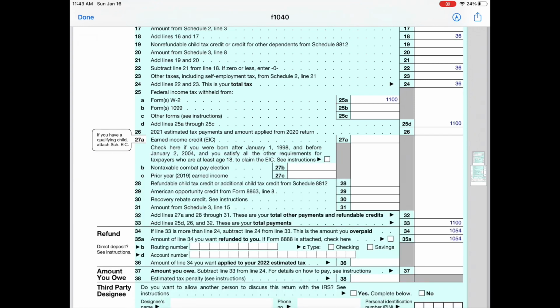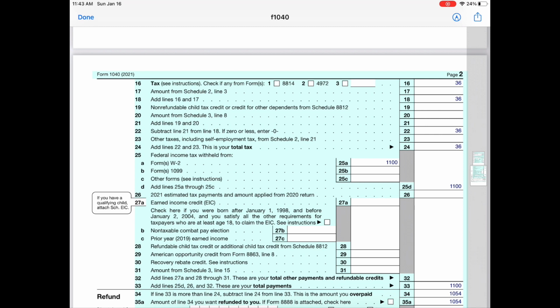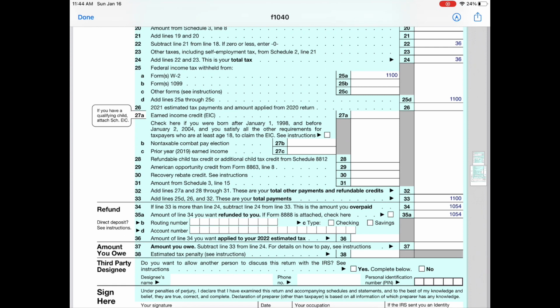And then when you get to line 25A, some people ask, how do you know what your federal income tax withholdings would be? Pretty much, you would have that on your actual W-2s. You could really just port that information over. I put $1,100 for the federal taxes that were paid throughout the year, and of course, the $36 from that tax table. Now, what you would typically do is subtract that 36 from that $1,100 that you paid in federal taxes, and that gives you a refund of $1,054. So this is a basic way to fill out the actual 1040 tax form.